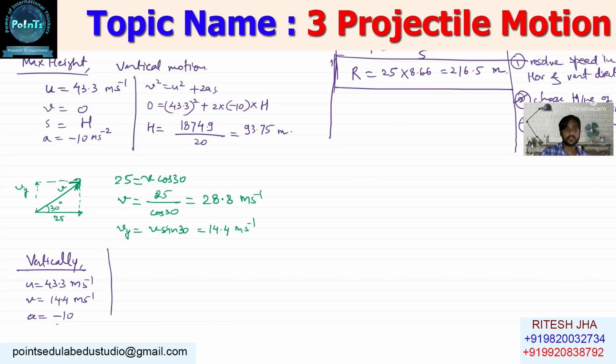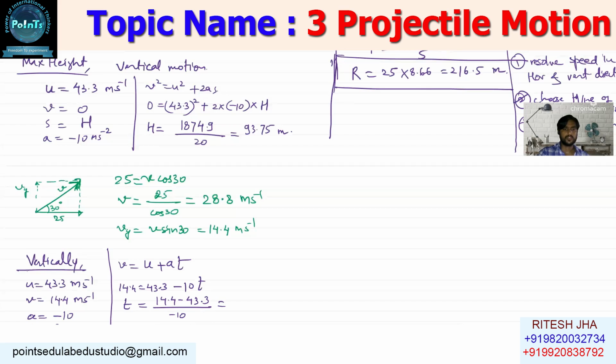So which formula to be used over here? We have U, V, and we need to find T. So what are we missing? We're missing S. We want something without S. The first formula, V is equal to U plus AT. So what should be written? 14.4 is equal to 43.3 minus 10T. Perfect. So with that, we get T equal to 14.4 minus 43.3 divided by minus 10.